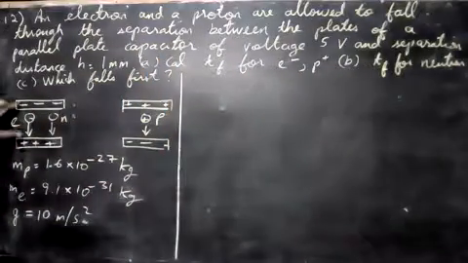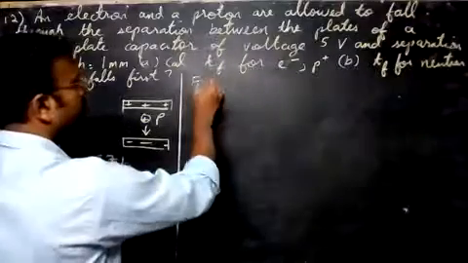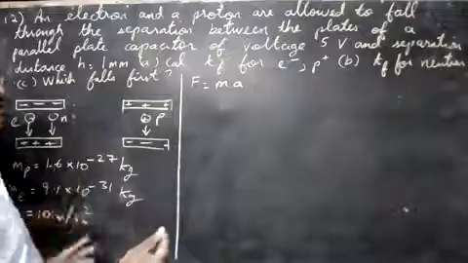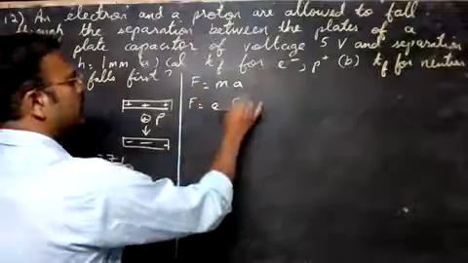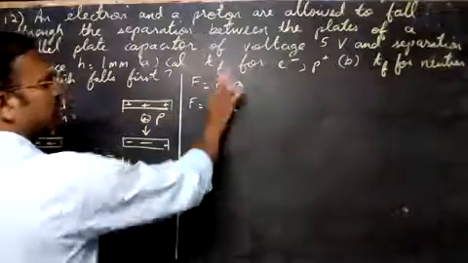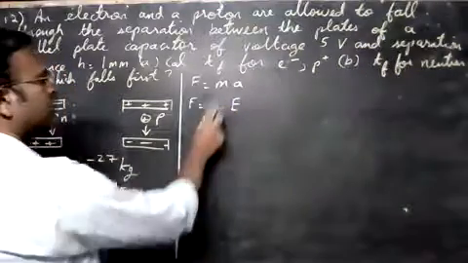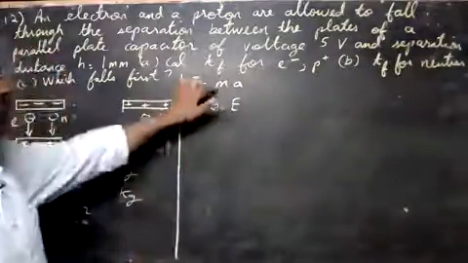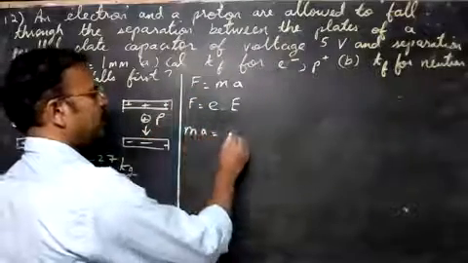First, in this case, we have the formulas here. Force F is equal to mass into acceleration, we learned from Newton's second law. Then again F is equal to QE, we learned. The actual formula is F is equal to QE, but instead of charge we write the electron charge e. So equating these two, we have ma is equal to eE.